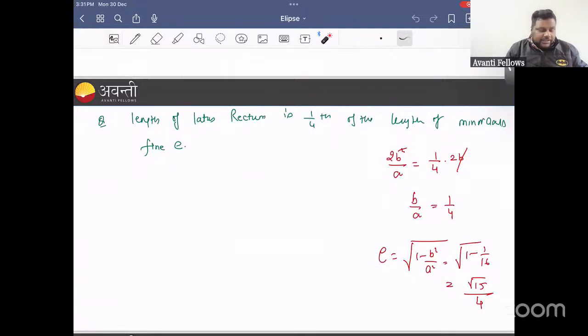Now have a look at this small question. The length of the latus rectum is 1 by 4 the length of the minor axis. Then find the eccentricity. How to do it? Give it a try. The solution is also there, you can have a reference.